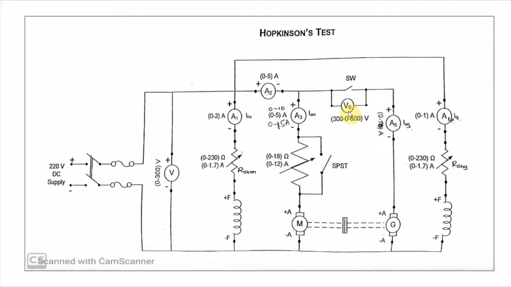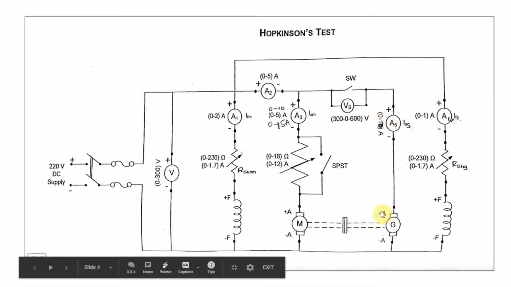Now in case, as we keep on varying RSHG, the voltage reading on the voltmeter starts to increase, it means that the polarity we have connected is the wrong polarity, and we have to interchange the terminals of the generator armature. So we have to keep that in mind.